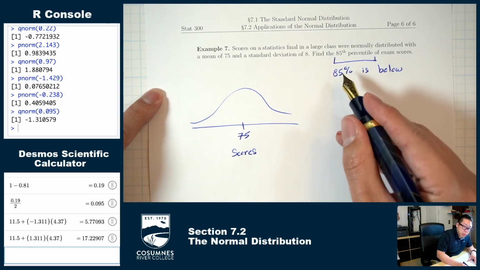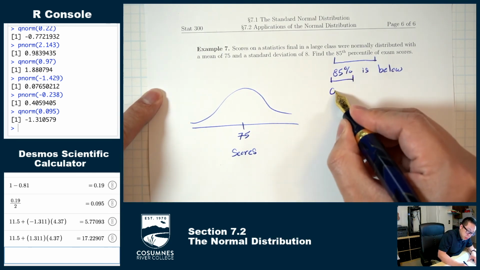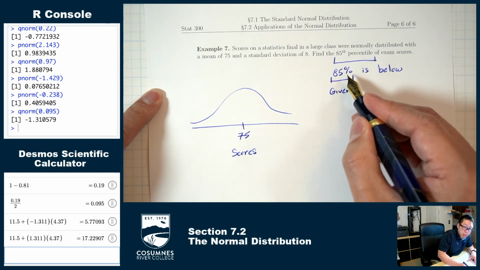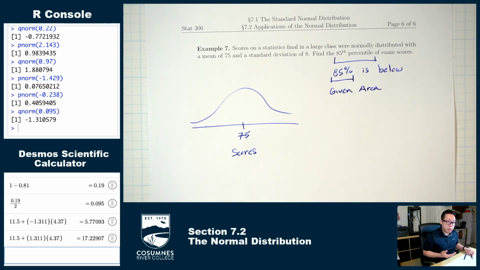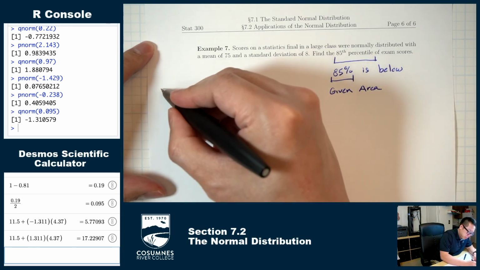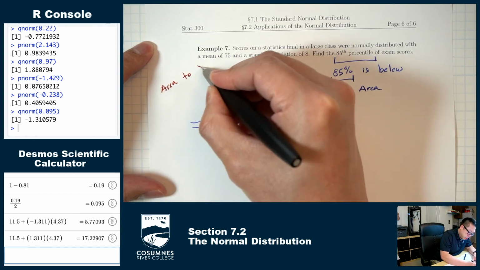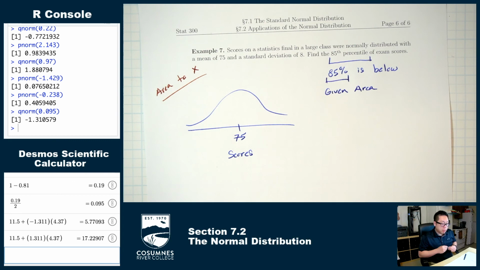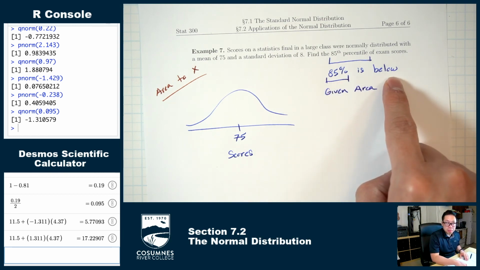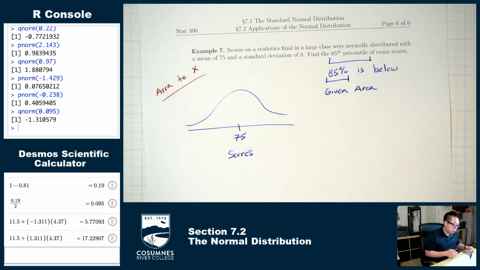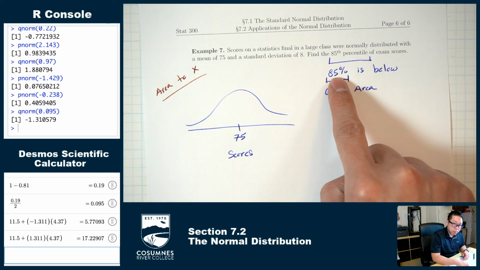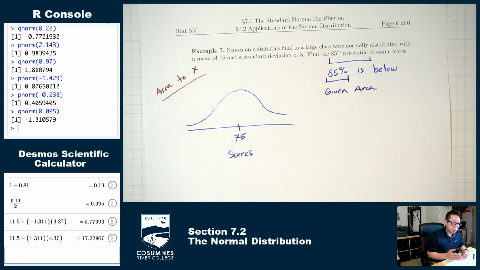I'm giving you 85% here, so I'm actually giving you percent. Percent is area, so I'm giving you the area. This would have to be an area to x problem, because you're starting off with the area here. Question: is this shaded to left, shaded to right, or shaded between? 85% below, right? That tells me it's to left. Anytime you have a percentile question, it's always going to be shaded to left. Okay, so I want 85% as an area, 85% to left.